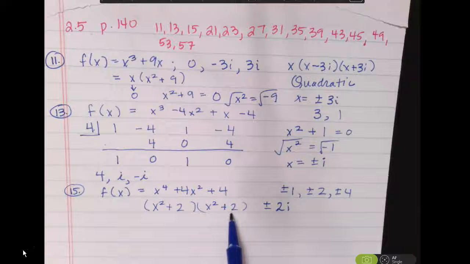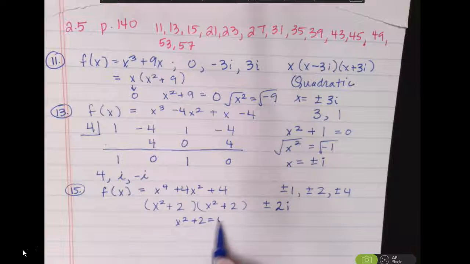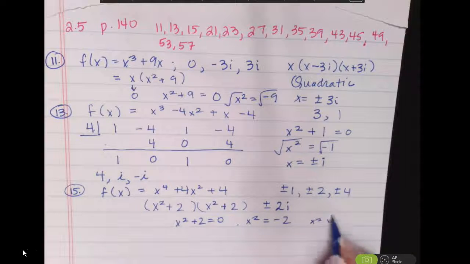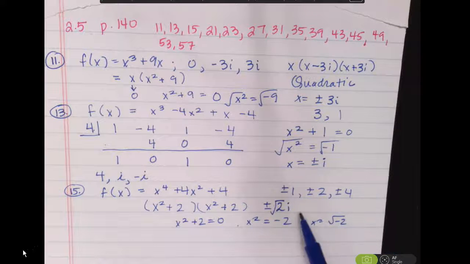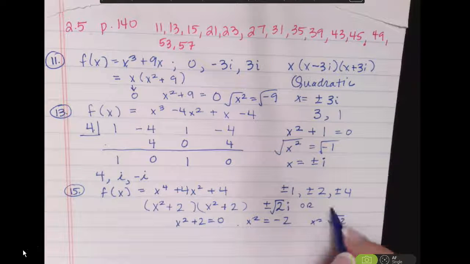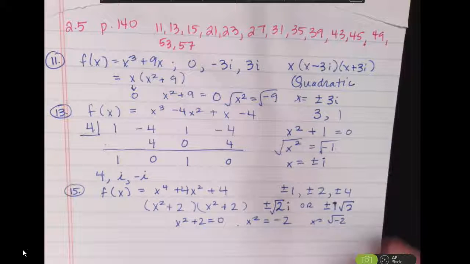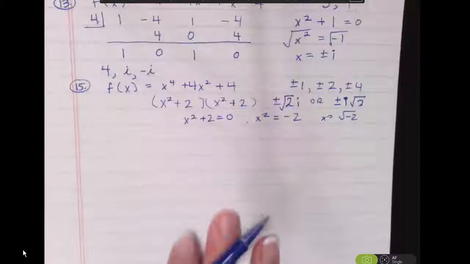Is it 2i? Yeah, because if I did x squared plus 2 equals 0, x squared equals negative 2, x equals square root of negative 2. So it's the square root of 2 i, or I'm actually used to writing it as plus or minus i radical 2. That way you're never going to confuse and think that that i is up underneath the radical symbol.